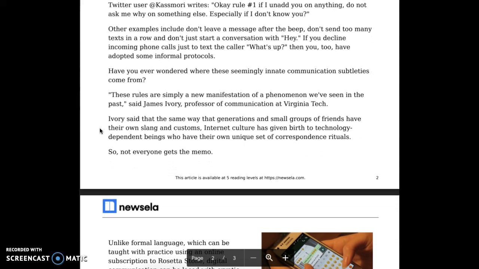Other examples include don't leave a message after the beep, don't send too many texts in a row, and don't just start a conversation with "hey." If you decline incoming phone calls, just text a caller, "What's up?" Then you, too, have adopted some informal protocols.